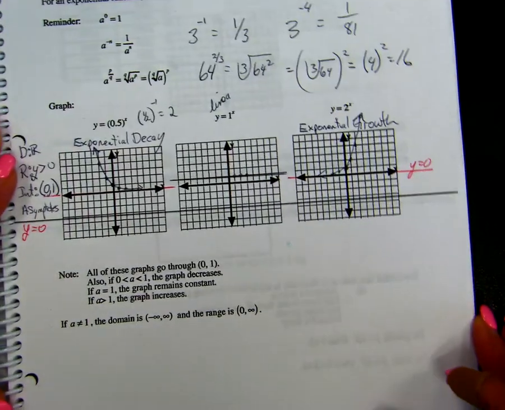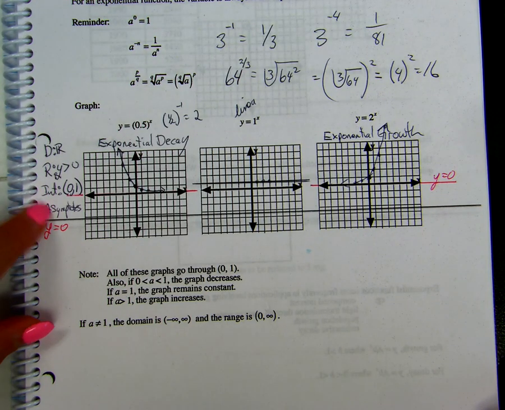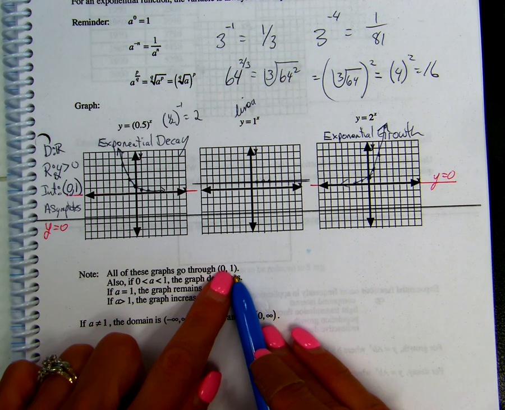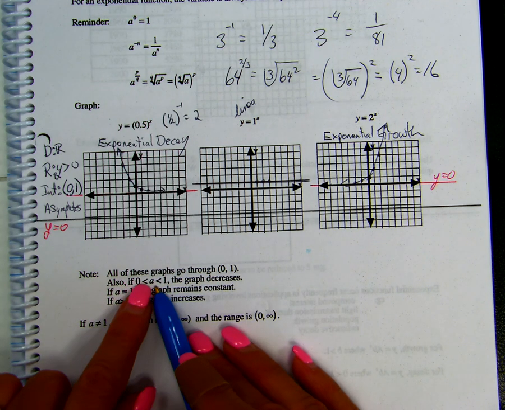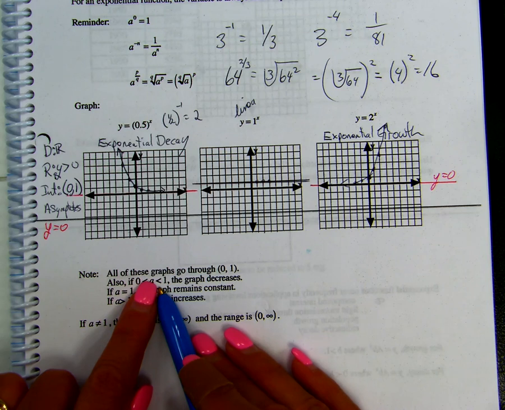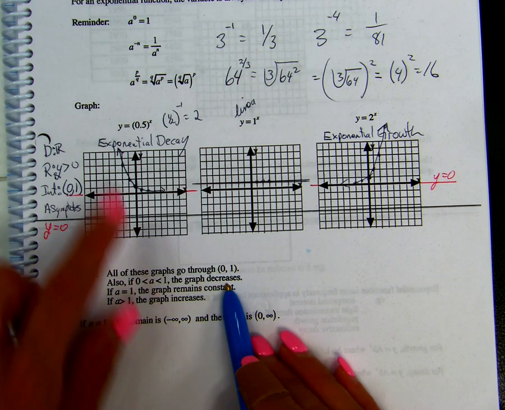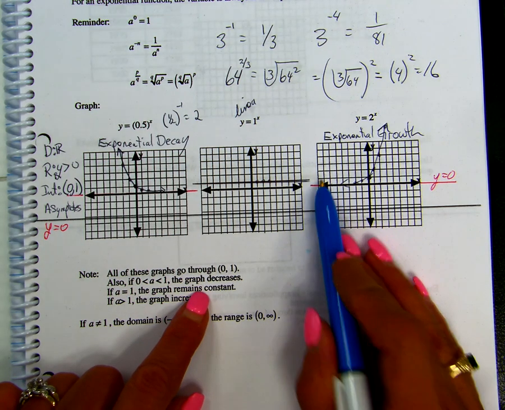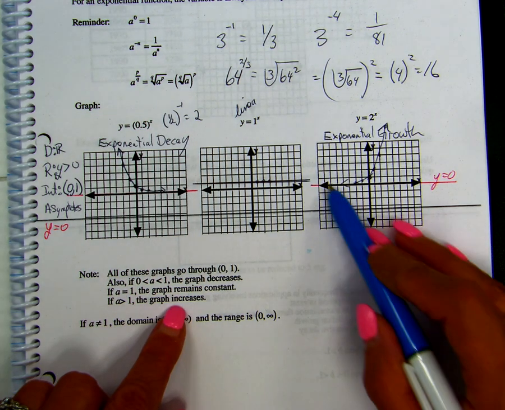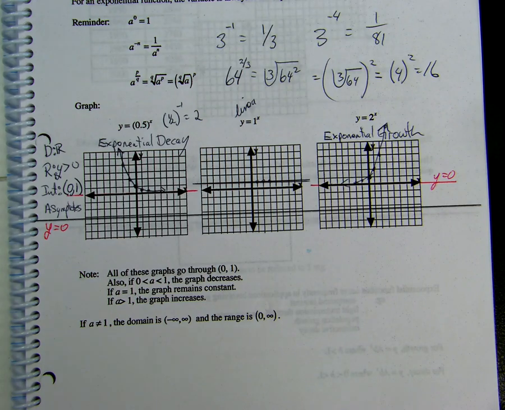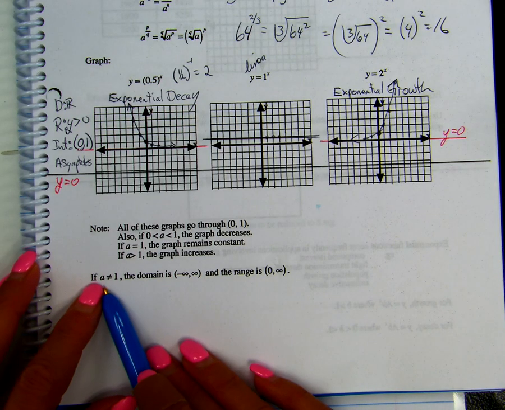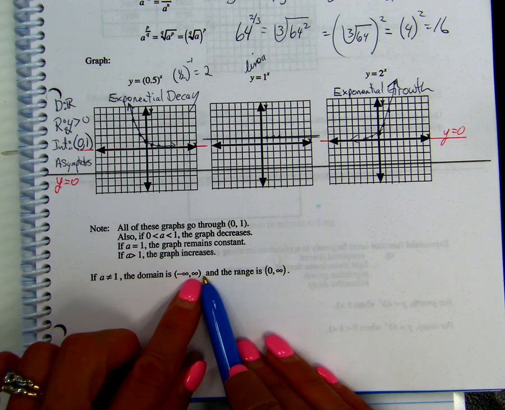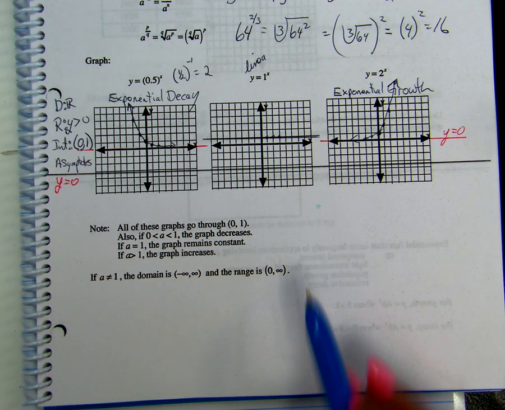All the key features of that graph: domain, range, intercepts, asymptotes. So note that all of the graphs go through 0 and 1. If your base is a proper fraction, positive fraction, we've got a decreasing function, decay. If a is 1, it's just a constant function. We don't call it exponential. And if a is bigger than 1, increasing. Okay, so as long as a does not equal 1, we've got a domain from negative to positive infinity and a range from 0 to infinity.